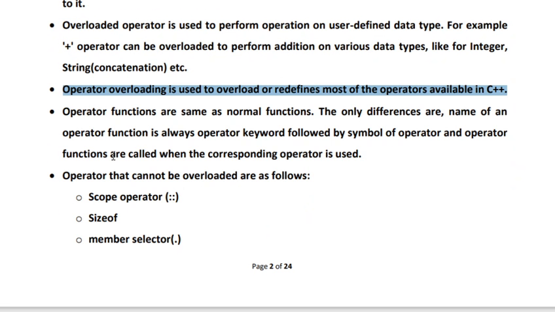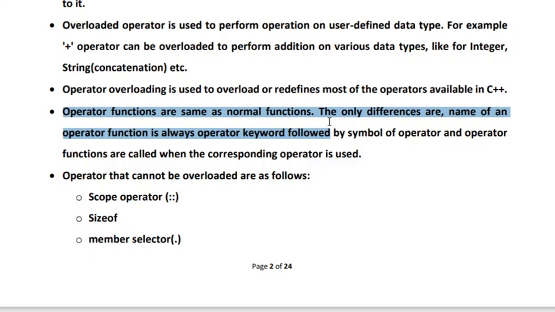Now, operator functions are the same as normal functions. The only difference is that the name of the operator function is always defined with the help of a keyword called operator, followed by the symbol of the operator, and the operator functions are also called when the corresponding operator is used.